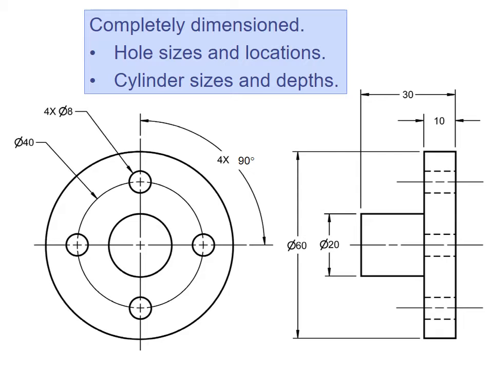You have to remember everything that's circular has to be located for its center point somehow, and then also given the size of the arc or the circle. In the case of cylinders, you have to give the height of the cylinder. But the most important thing is that hole sizes and locations are shown, and cylinder sizes and depth are completely dimensioned.